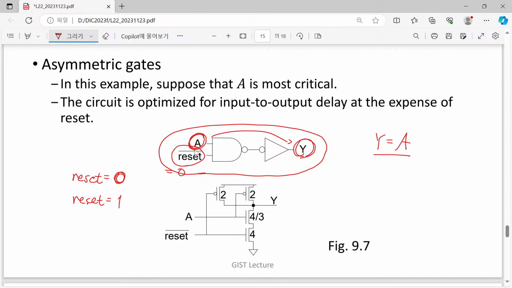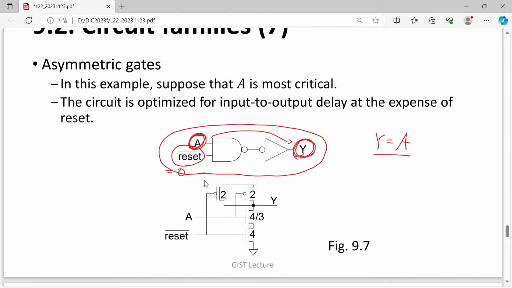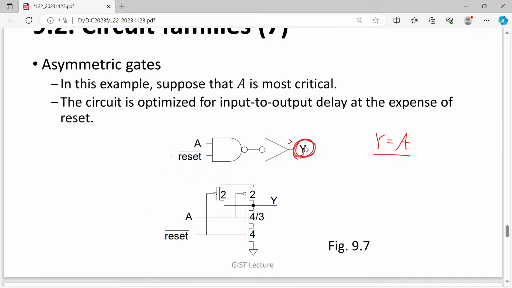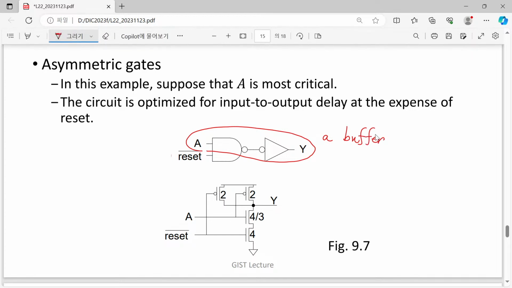So we do not send our signal to the Y. In the usual use case, in many cases, reset is just given as 0. So in many cases we use this system as a buffer. However, for some special occasions, we want to turn it off. I wanted to say that A is really frequently changing and it is important.